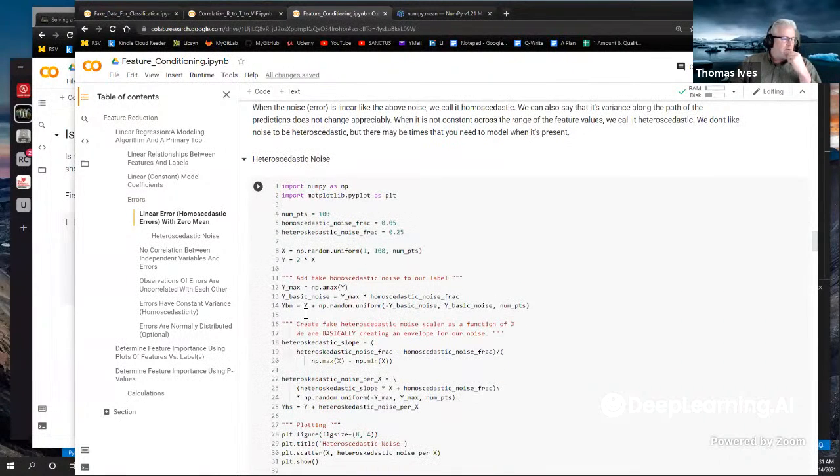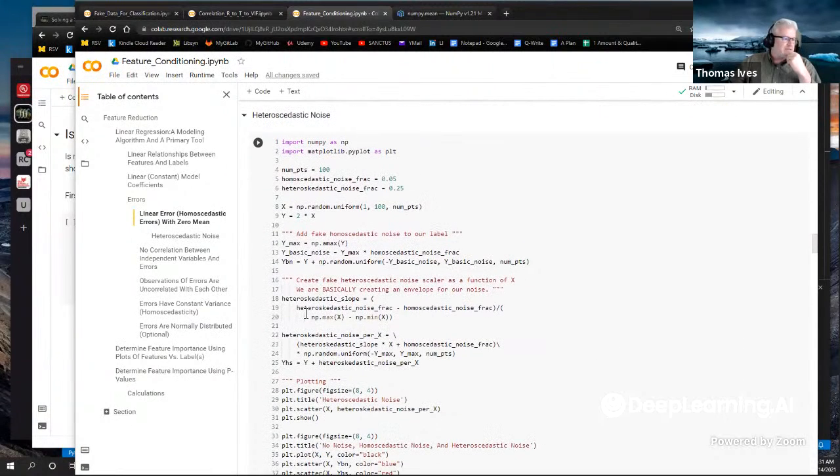So how do we create heteroscedastic noise? That means it's not constant. It doesn't have a constant envelope.